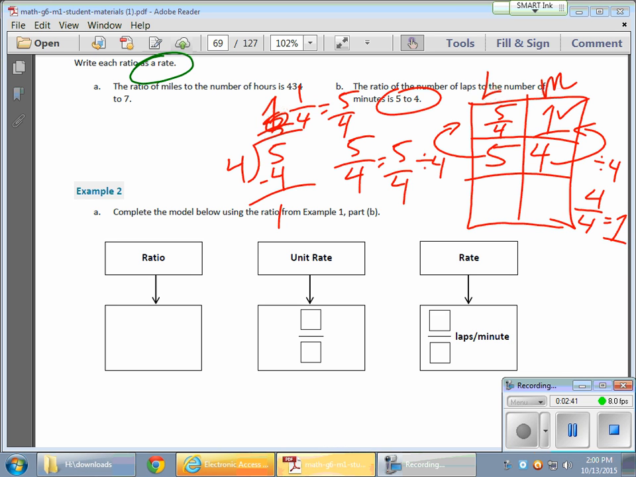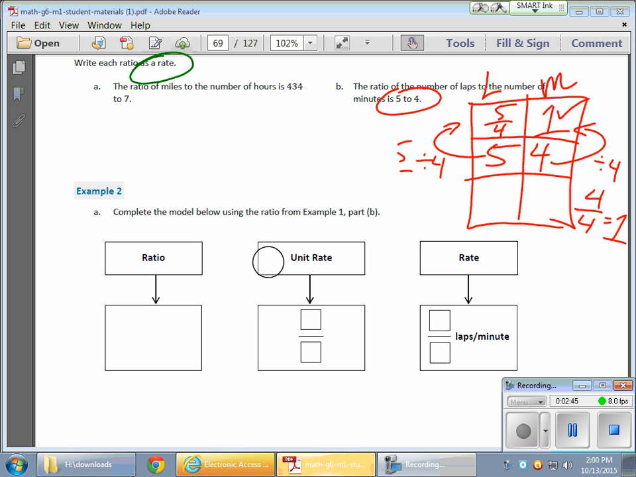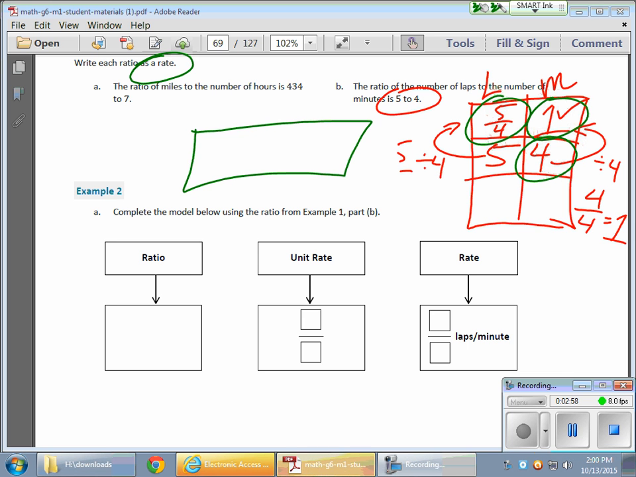And that makes sense too if I was to draw this out and kind of show where this comes from. Because for some kids, it just doesn't make any sense. I have 5 fourths of a lap per minute. Well, if I want to show that these are equivalent, what I would do is draw all 4 minutes. So in 4 minutes' time, I'm going to go 5 laps. Let's prove this at 5 fourths of a lap per minute.